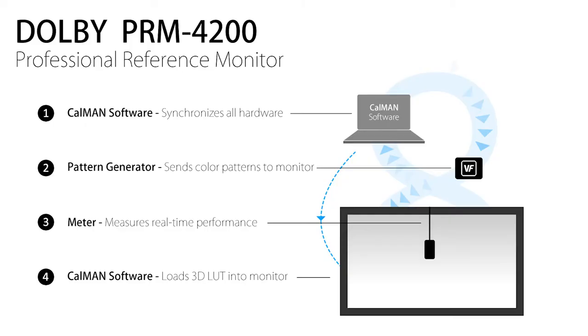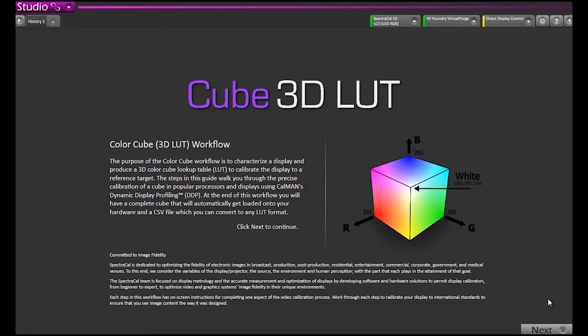Before we begin, you need CalMAN Studio, Professional, or Ultimate to calibrate the Dolby PRM-4200. You also need an external pattern generator, as well as a meter that is capable of reading a display with RGB LEDs. Now, we will connect to the Dolby PRM-4200 reference monitor in CalMAN.